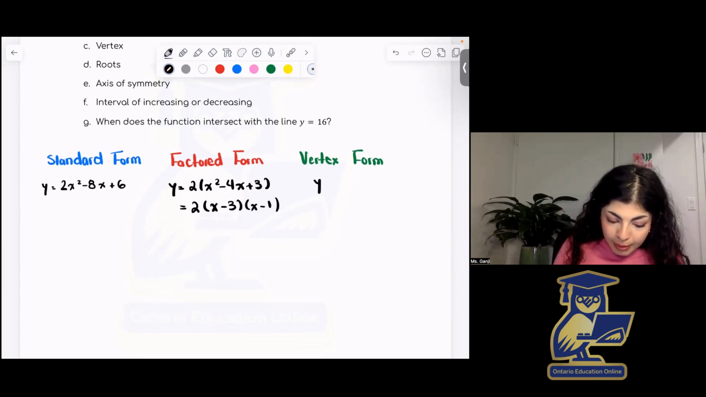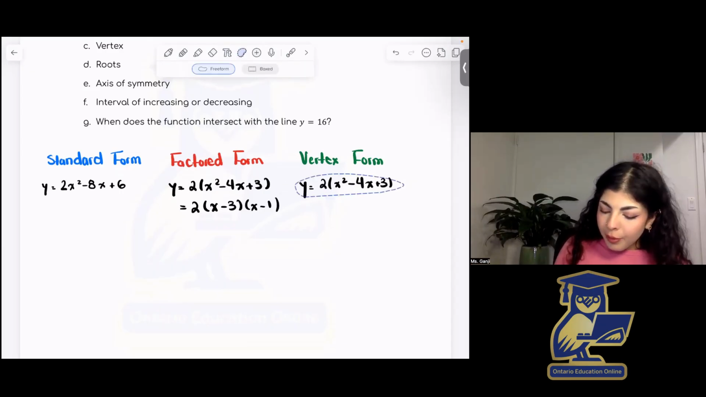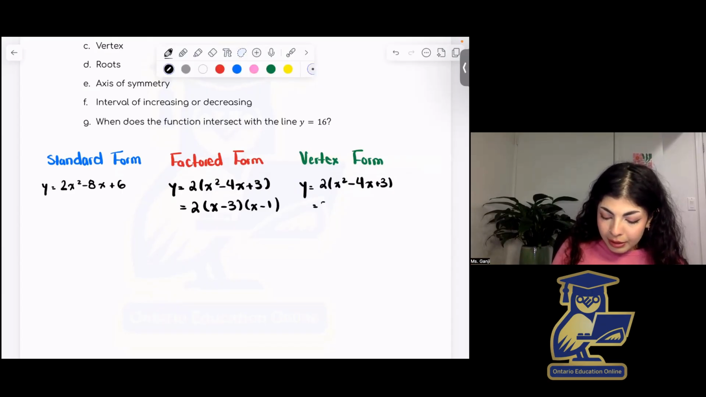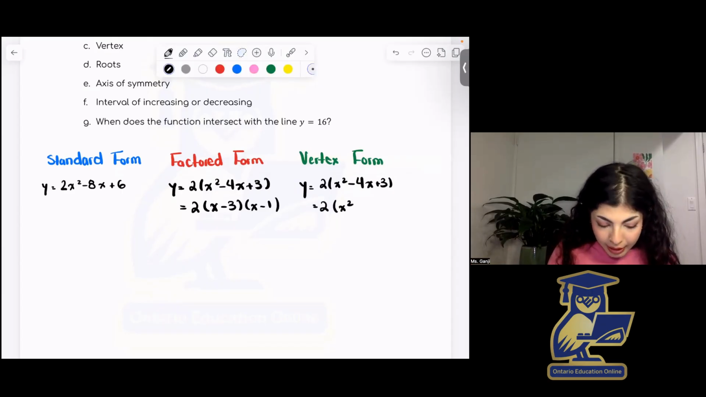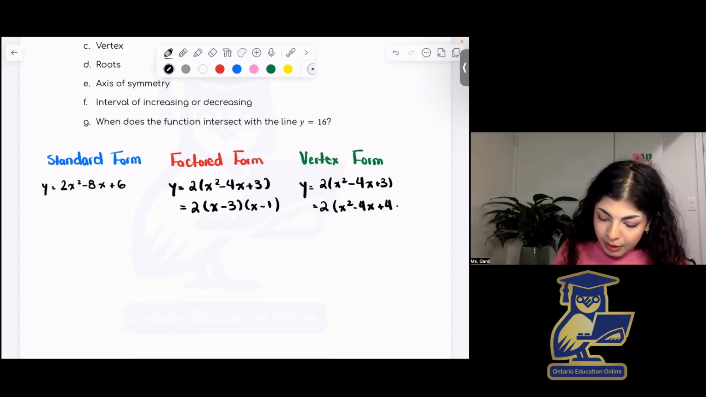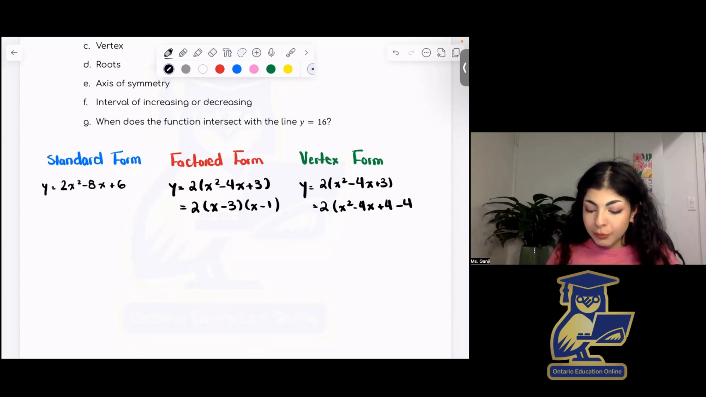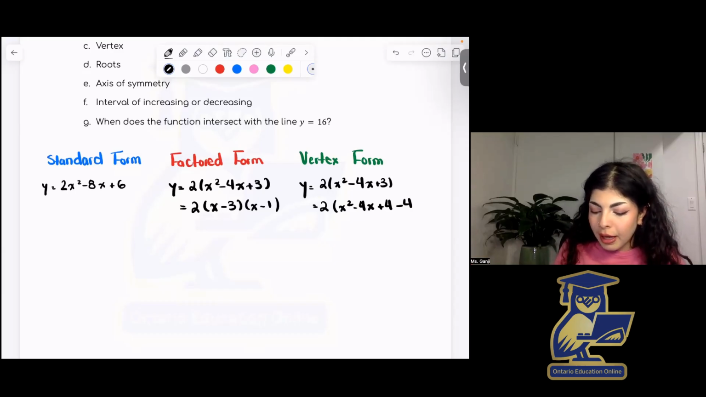And now for my vertex form, I have to start with factoring out the greatest common factor because we want to complete the square. But we are only completing the square of the quadratic inside the bracket. If you remember the formula, we divide b by 2. So 4 divided by 2 is 2, and we square that. In this case, it would be +4. And we also subtract 4 to keep the equality. And we had that +3 there.